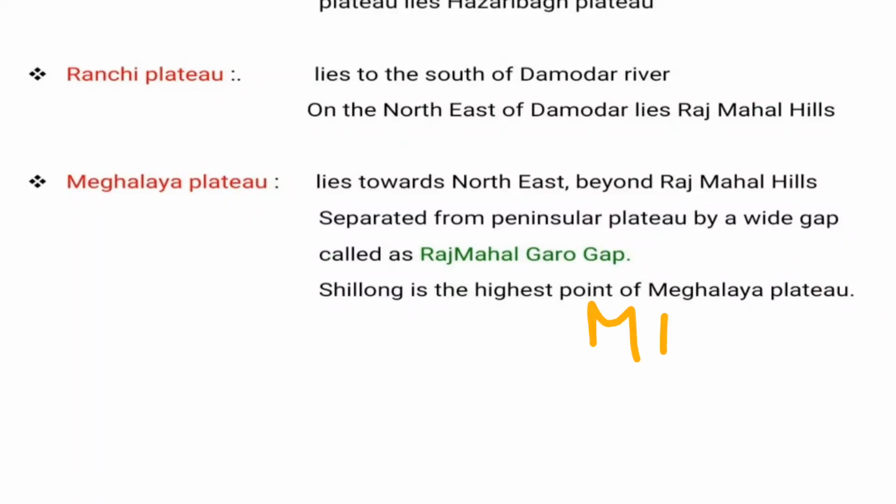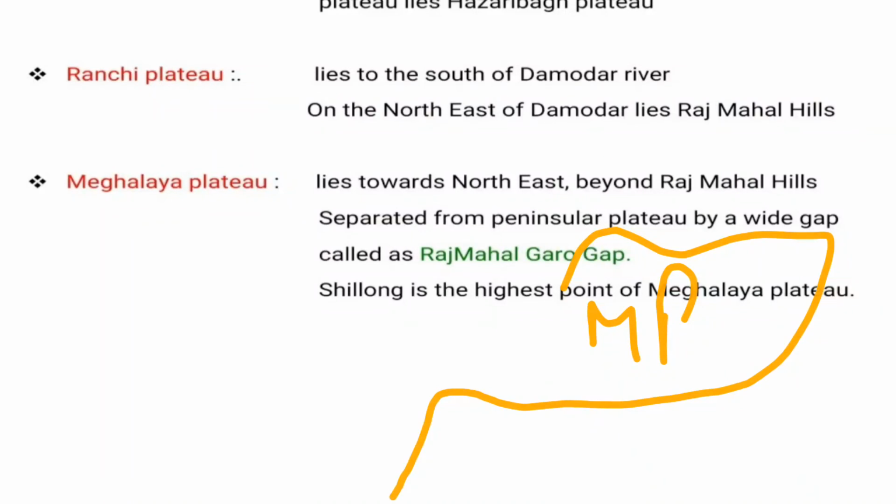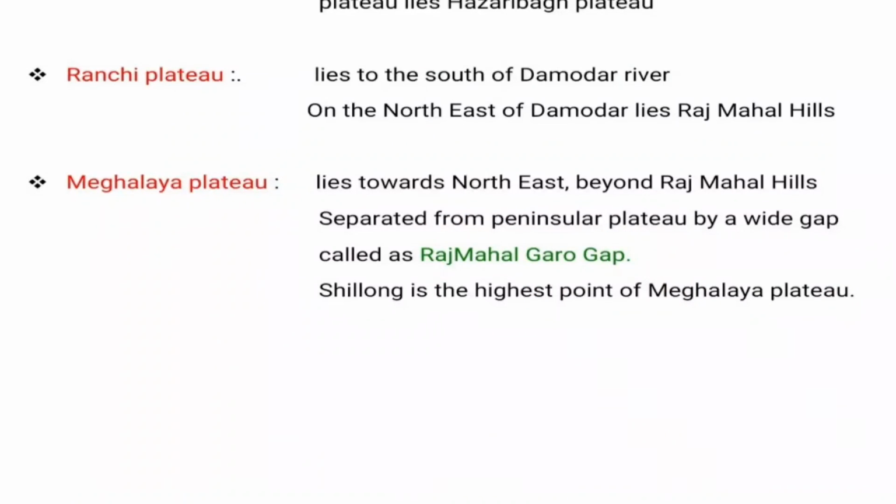This is the Meghalaya Plateau in the northeastern region, and this is the rest of India, and there is a gap in between the two plateaus or the two areas. This is called the Rajmahal Garo gap. So you have to remember that this gap is called the Rajmahal Garo gap, fine.